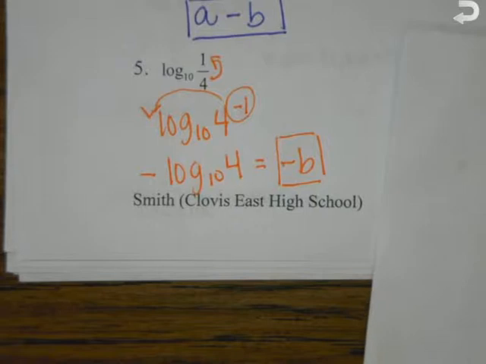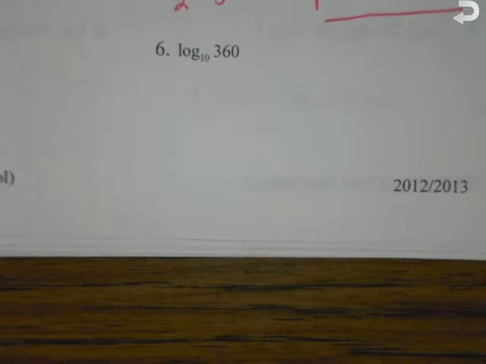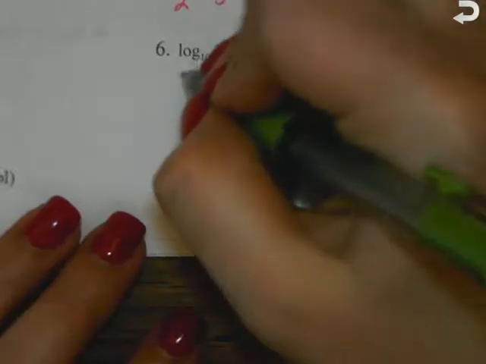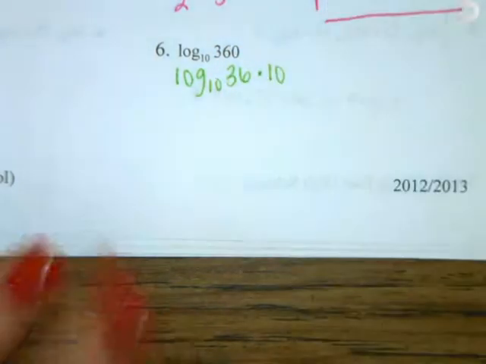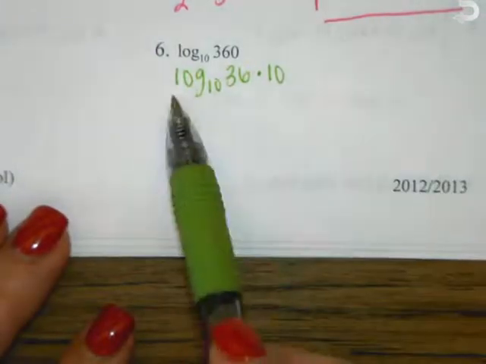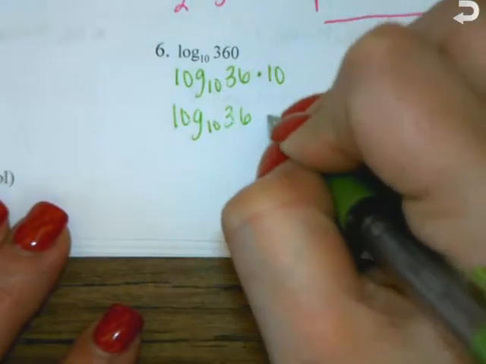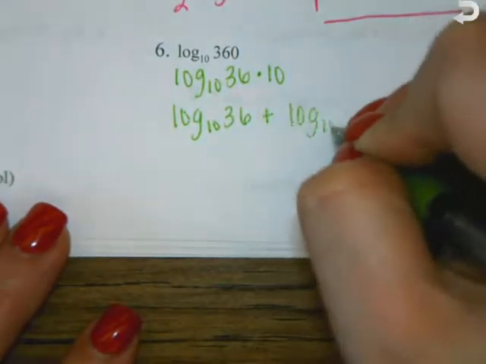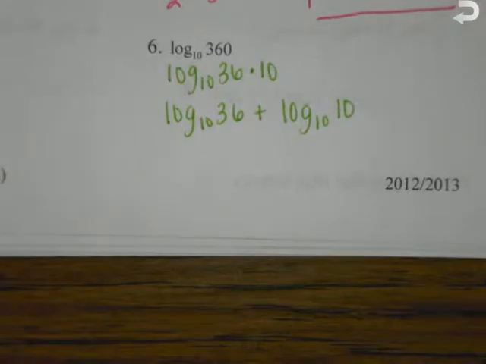Last one. Log base 10 of 360. Any ideas? 36 times 10? Okay, let's try it. So log base 10 of 36 times 10. Split this up into 2 because we obviously can't plug in A yet because I still have this times 10. So this is log base 10 of 36 plus log base 10 of 10. And then let's see what we can do. What do you guys see? We can substitute A right here.